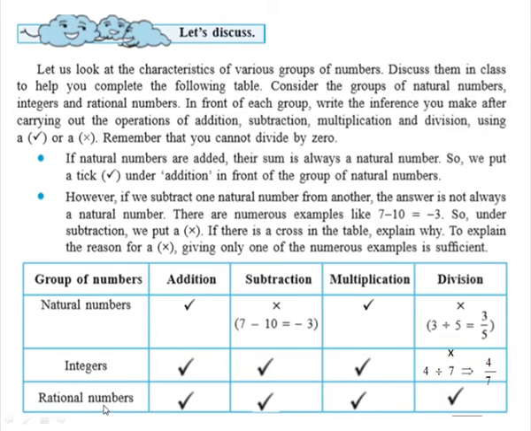Now look at the set of rational numbers. When you add any two rational numbers, is the sum always a rational number? Yes. Just now we have seen in the previous solved examples 5 upon 7 and 9 upon 11. On adding you will get 118 upon 77, which is a rational number. Similarly, we have seen an example of subtraction, 1 upon 7 minus 3 upon 4. Here the difference is negative 17 upon 28. That is, when you subtract one rational number from another, the difference is also a rational number. Hence, we will put a right mark here.